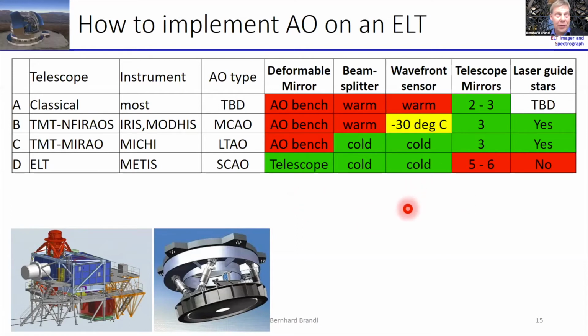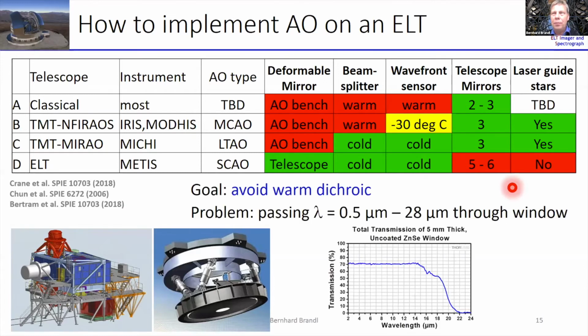But for METIS, I think this is fine. With that mirror, we achieve almost extreme AO correction. So as you can see, there are always pros and cons the way you implement it.